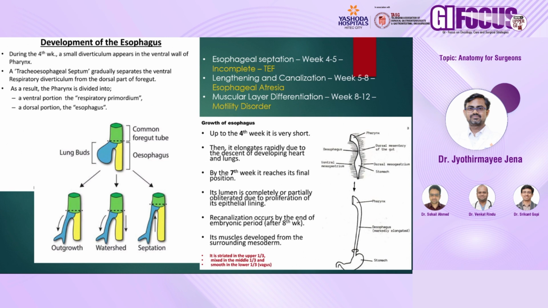The lengthening and canalization finish by week 5 to 8. Incomplete canalization and lengthening can lead to atresia, and muscular differentiation occurs by 8 to 12 weeks, and a problem with differentiation can lead to motility disorder.